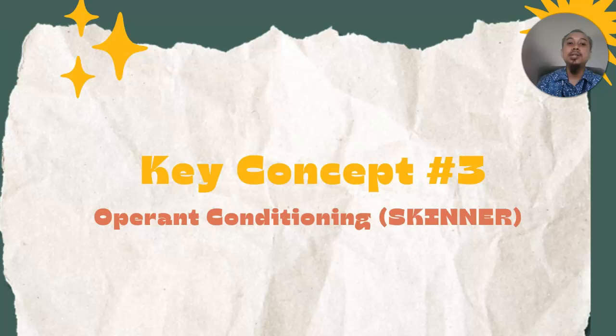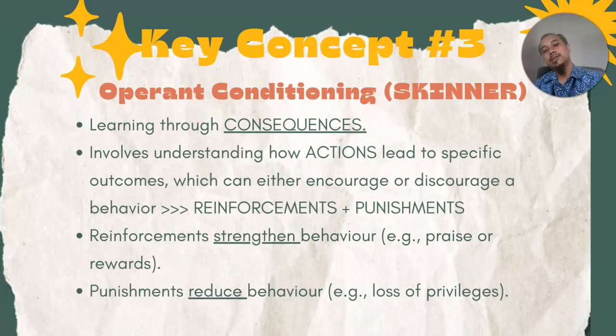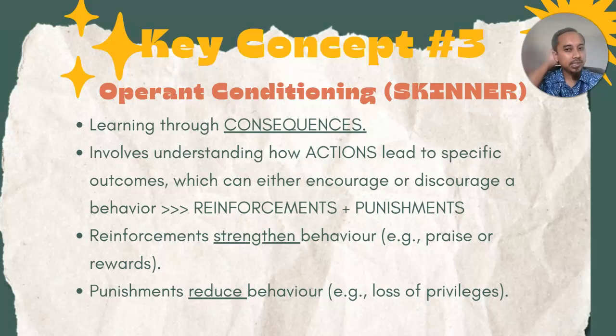Key concept number 3 is operant conditioning, which is popularized by B.F. Skinner. Under operant conditioning, we learn through consequences. It involves understanding how actions lead to specific outcomes, which either encourage or discourage a behavior. And we normally talk about reinforcements and punishments, where reinforcements strengthen behavior while punishments reduce behavior. So, if in classical conditioning, learners learn through association, in operant conditioning, learners learn through consequences that they can expect to happen as a result of their response towards a reinforcement or a punishment. So we can see the connection here between a stimulus and response, right?